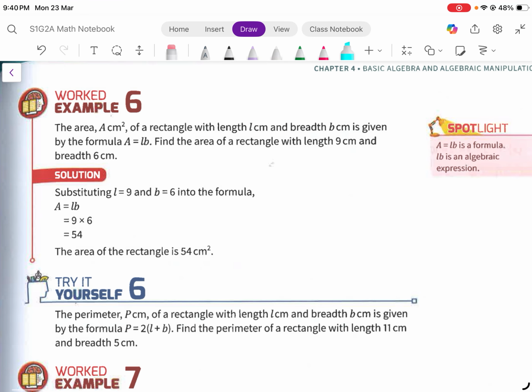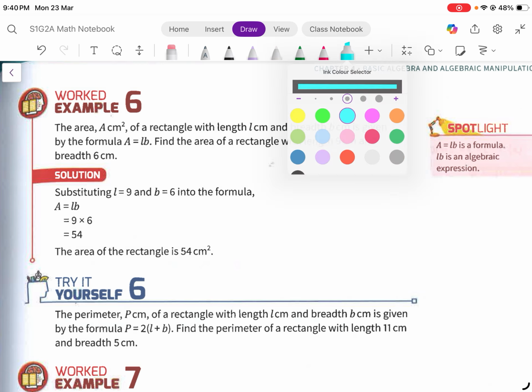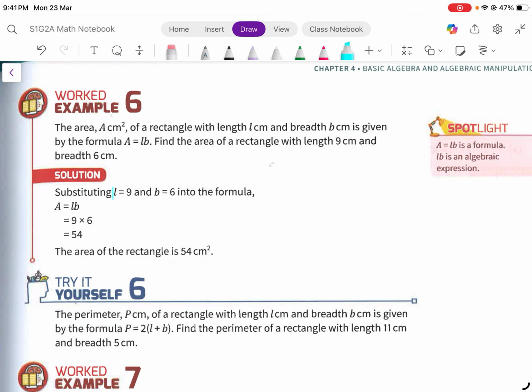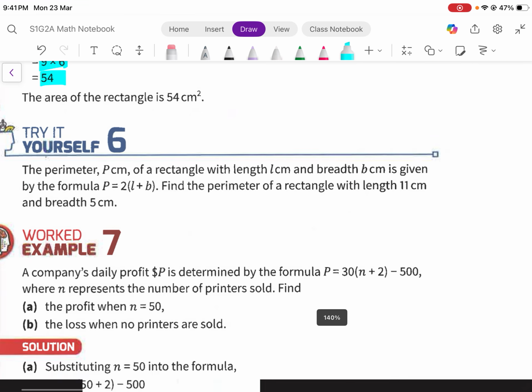Okay, so the area of a rectangle is given by this formula. Find the area of the rectangle with length 9 and breadth 6. So I think this is pretty straightforward. Length is 9, breadth is 6. 9 times 6, 54. Okay, so now we talk about perimeter.